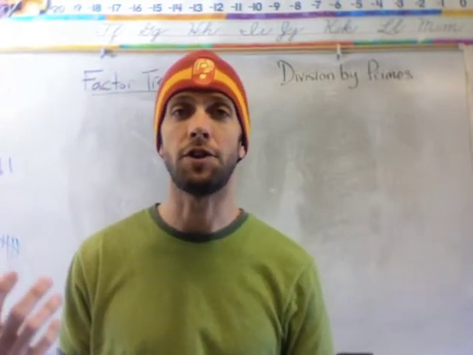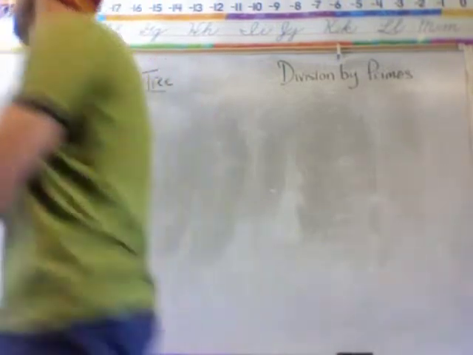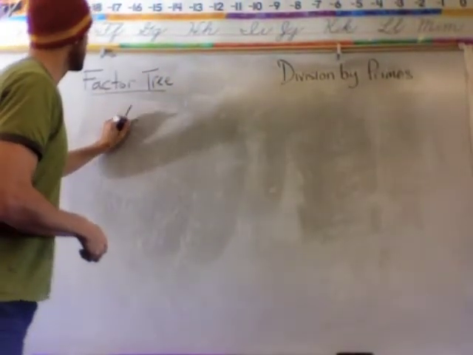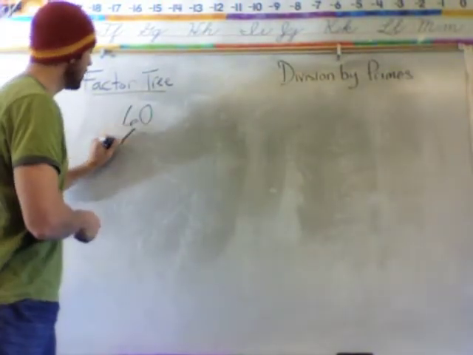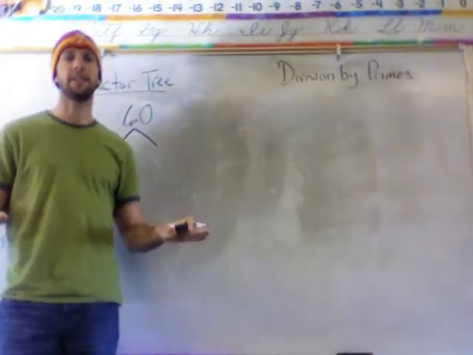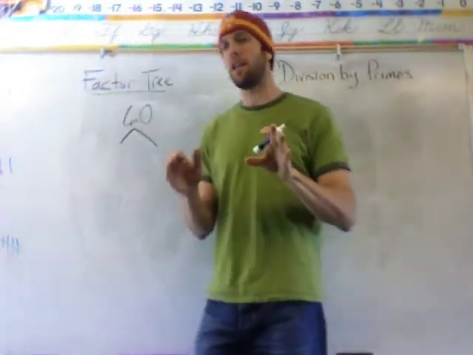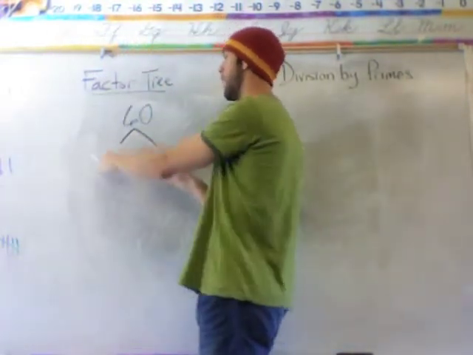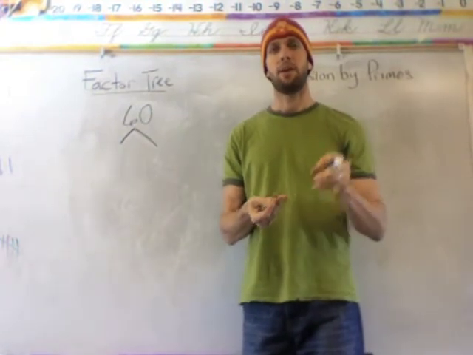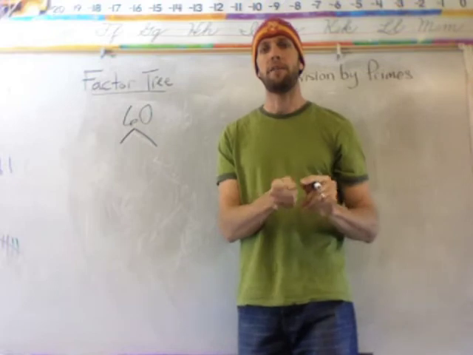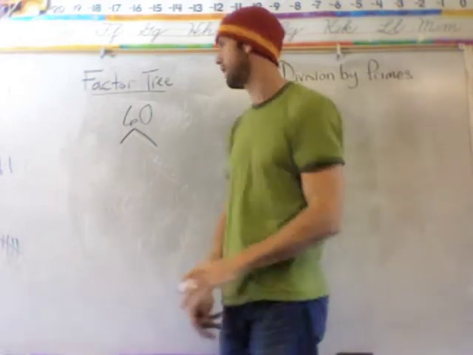Let's start with the factor tree, and let's find the prime factorization of 60. With the factor tree, you're going to start up at the top. And you want to write the number, and then put two branches coming off the 60, or whatever the number is. And you want those two numbers to multiply to make the 60. So what two numbers multiply to make 60? Well, 1 and 60 does, but don't ever pick 1, because your tree will just go on forever and ever.